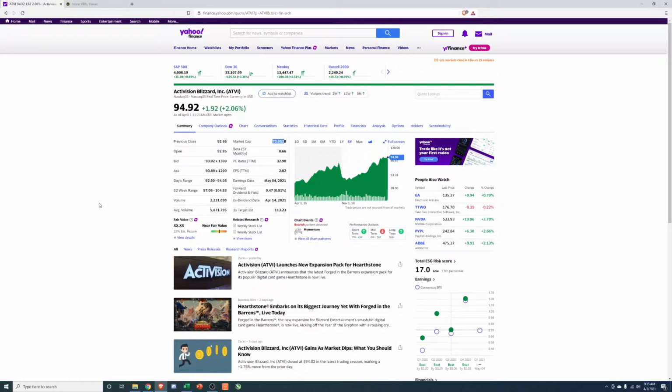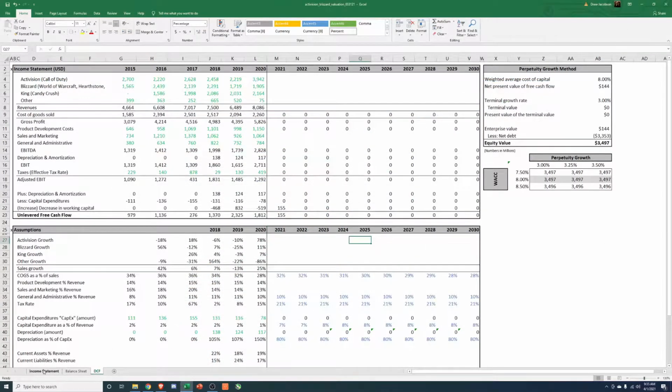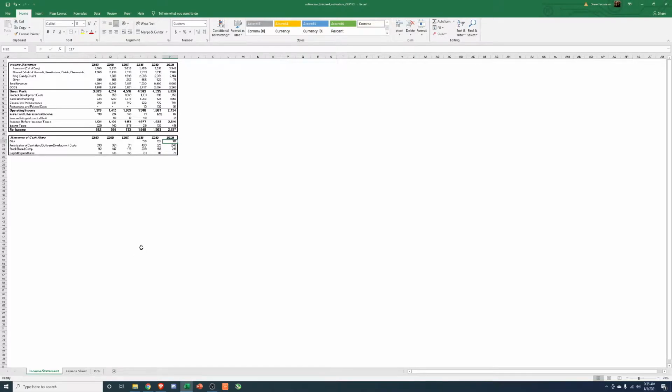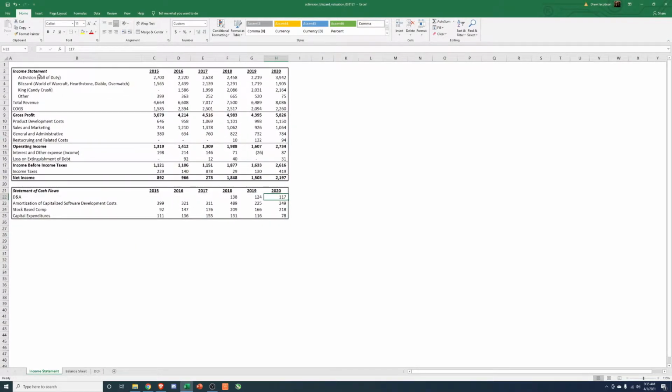So I thought it'd be fun to do a little look at it and see what all is going on here with the company. So first thing, pulling the income statement. This is from their 10-K. They have it broken out by three divisions and then other, if you look in the MD&A.